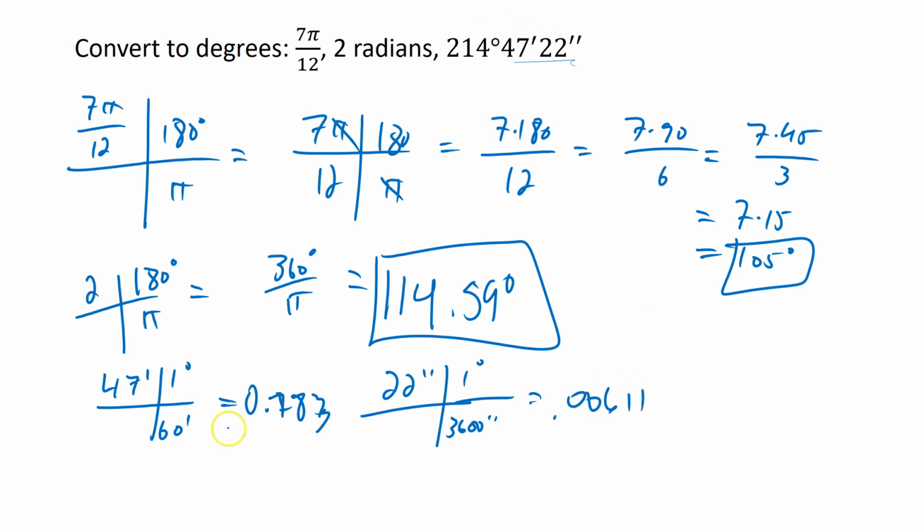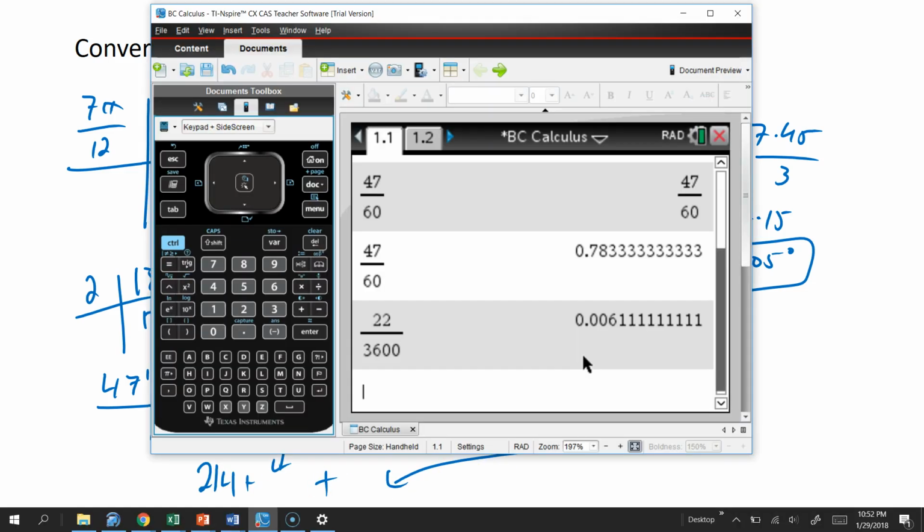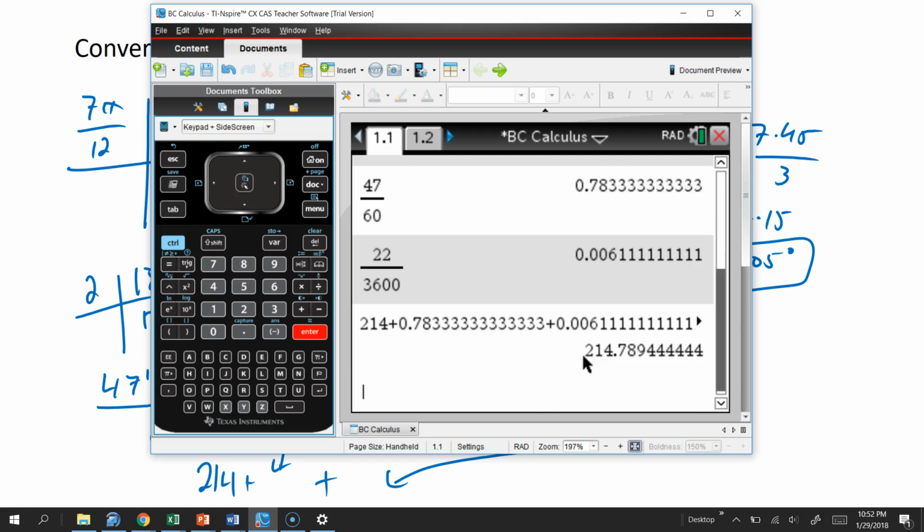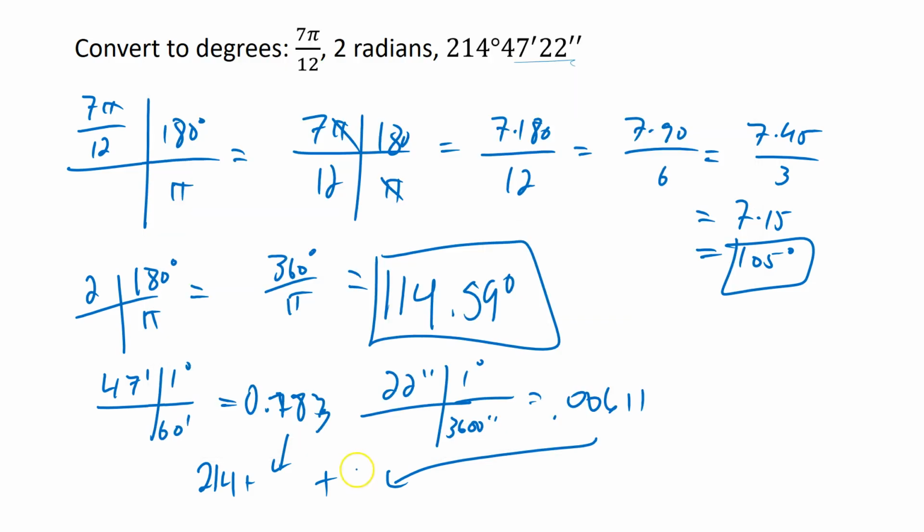So we're going to add these to 214. So 214 plus this guy plus this guy. So 214, you go up and grab those guys. Just add them together. And this guy as well. Gives me 214.789. So converted to decimal degrees. There we go. Not too bad.